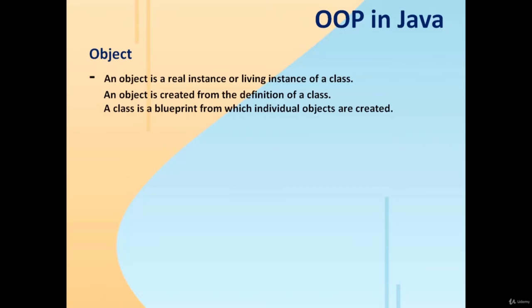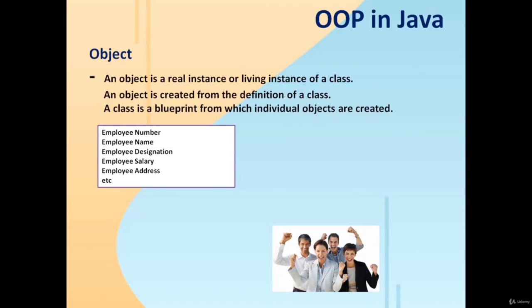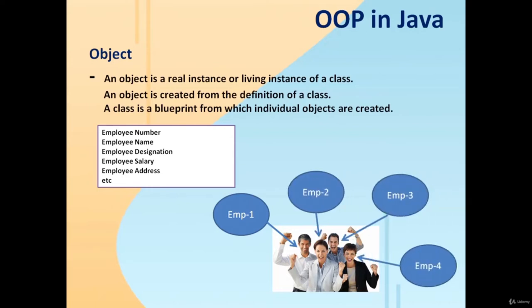We can have any number of objects also. Now when you see an employee, we know employee number, employee name, designation, salary, address. So we can create multiple objects. For example, you see 4 people. This is employee 1. The other person is employee 2. The same way, the other 2 employees. So EMP1, EMP2, EMP3 and EMP4, we call as objects. What type of objects are they? They are all employee type objects.